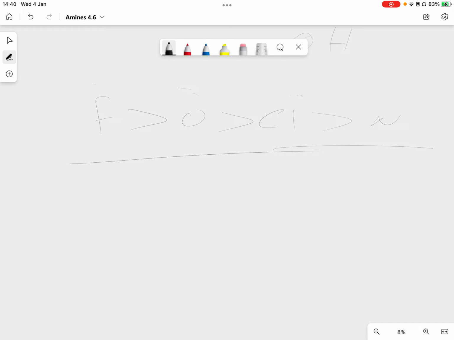So if we have just a normal methanamine, never said that one before, don't like it. Let's have ethanamine. So this is 2 carbons long, so this will be soluble.